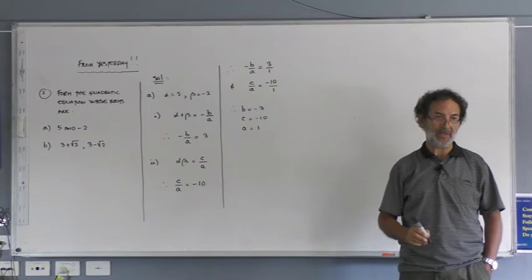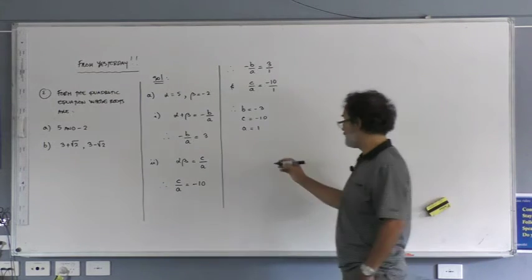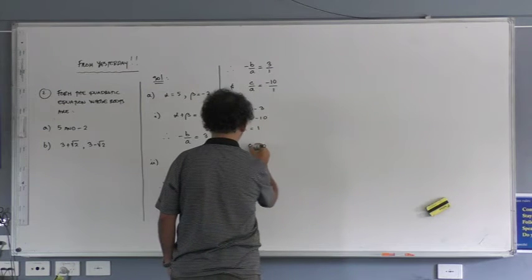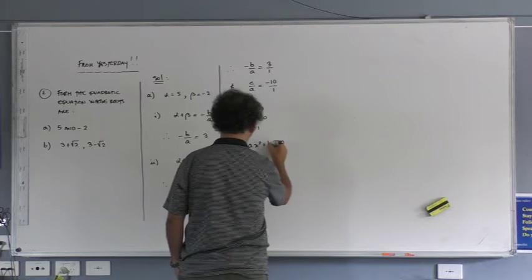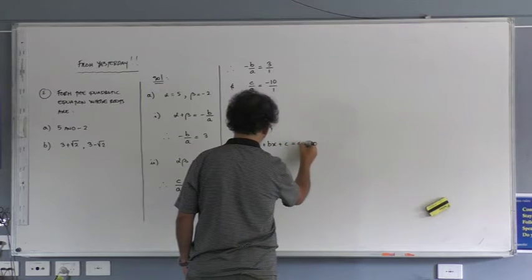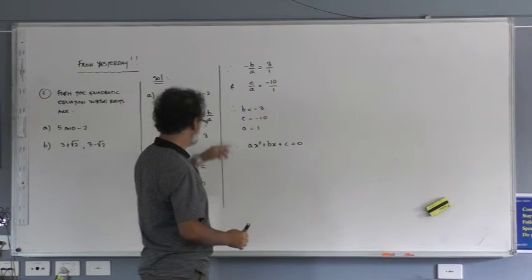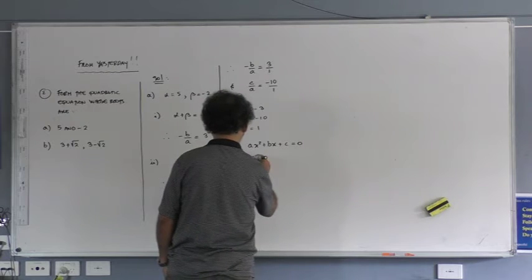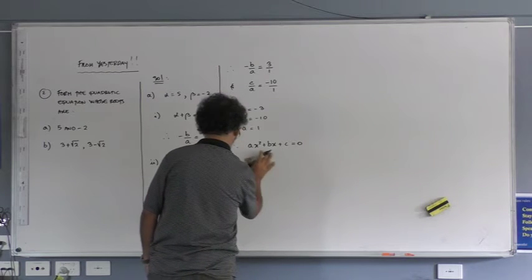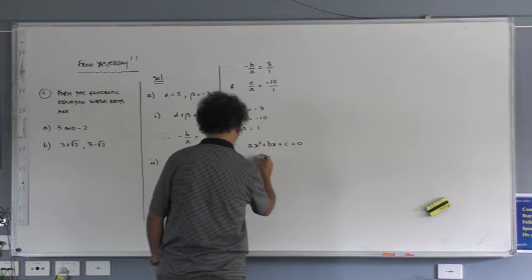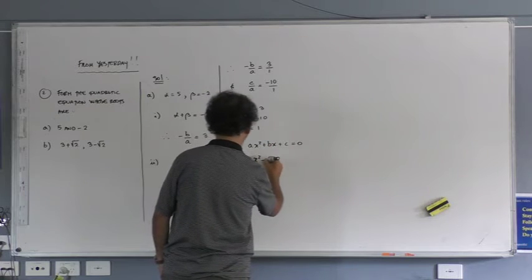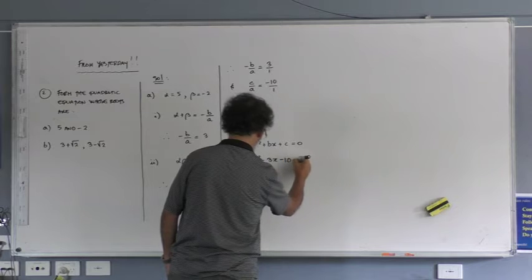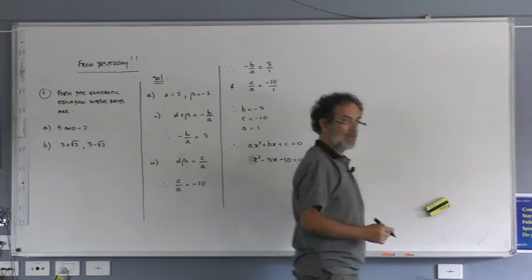And then we got everything. All right, so therefore we know that the equation looks like this: x squared plus bx plus c equals 0. And then we substitute all these numbers. So a is equal to 1, so we're going to have x squared minus 3x minus 10 equals 0. That's it.